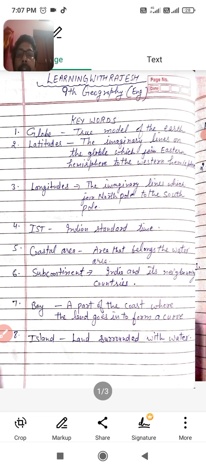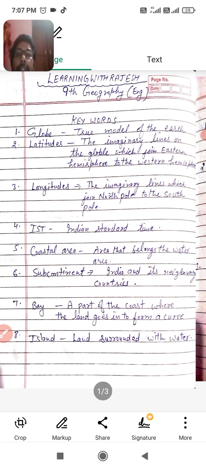After that, IST. IST in the lesson stands for Indian Standard Time. So we shall learn it in a different subtopic. And the next one, coastal area. You know that coastal area is the area that belongs to the water area. It means along with the sea.